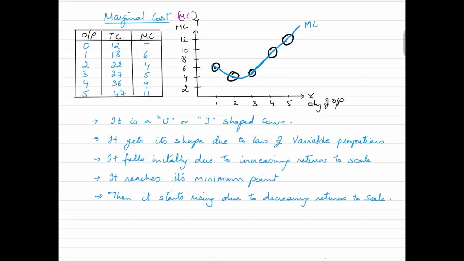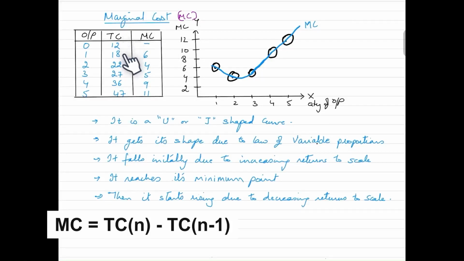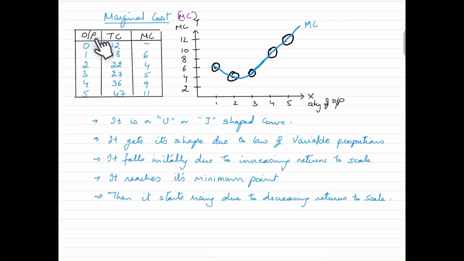In this particular schedule, we have output, total cost and marginal cost. The difference between two total costs gives me the marginal cost for that particular unit. We have output going up from 0 to 5, and total cost going up from 12 to 47. For those who don't know what total cost is, you can check out my previous video where I've dissected total cost, and we are carrying on with the same example from that video. So this is total cost and this is marginal cost.